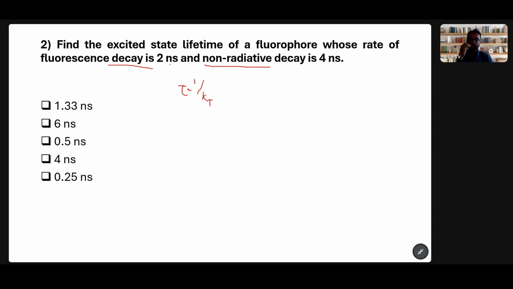So it will be 1 by 2 plus 1 by 4, which is 1 by 0.5 plus 1 by 0.25. So which will be 1 by 0.75, which will basically give you 1.33 nanoseconds. So the correct answer will be 1.33 nanoseconds.